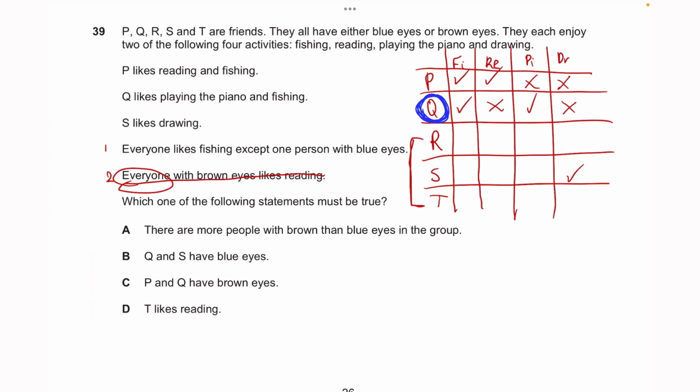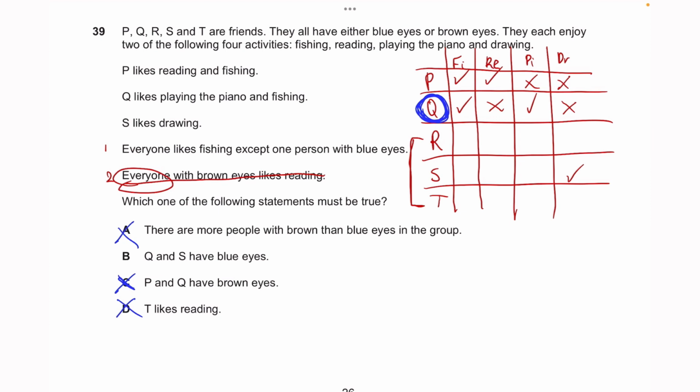Now, as you can see here, half of that statement so far is correct because Q, we can see, has blue eyes based on the second clue that everyone with brown eyes likes reading. So that makes it logical to think that people with blue eyes might not like reading. And so that's why Q could be a possibility. And then C says P and Q have brown eyes. Well, we've already determined that Q could have blue eyes, so we can eliminate C. And we've got D, T likes reading. Well, we're not too sure about that as well because this one is based on a lot of assumptions.